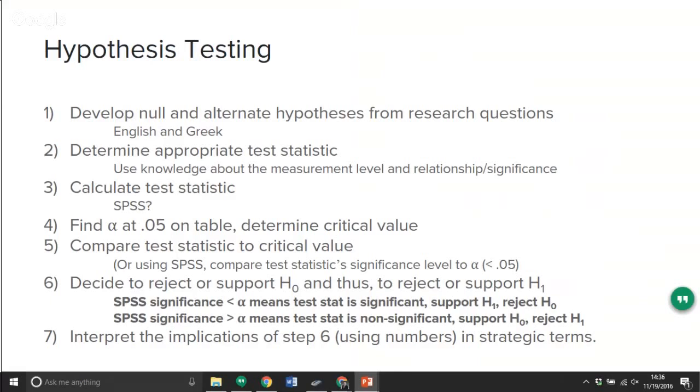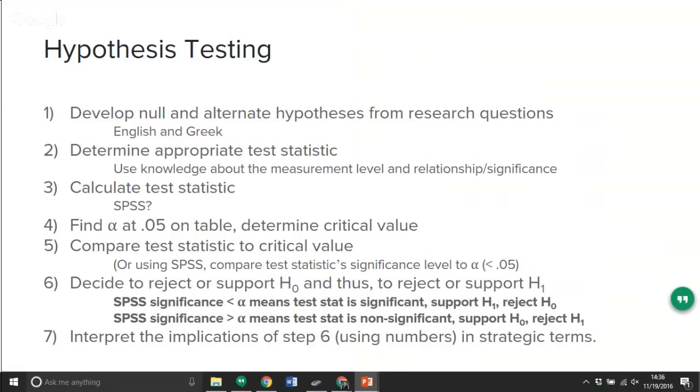So how do we decide what to do with those alternate hypotheses? I'm going to start framing these things in terms of alternate hypotheses, even though we are going through a few of the things that deal with the null hypothesis. So if the SPSS significance level, the p-value, there's a column that will read significant, or it'll say sig. If the significance is less than alpha, then that means the test statistic is significant, and therefore we support the alternate hypothesis.